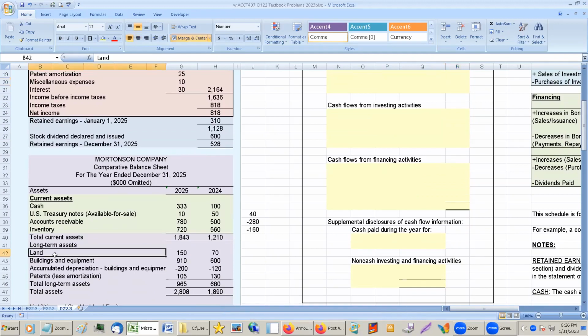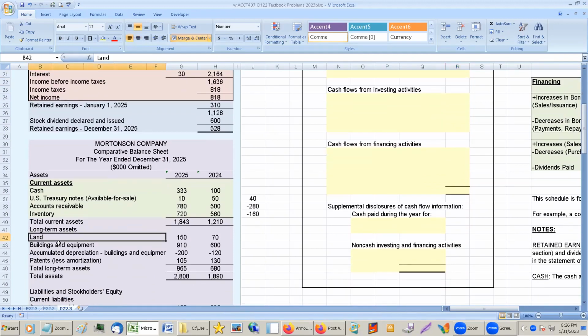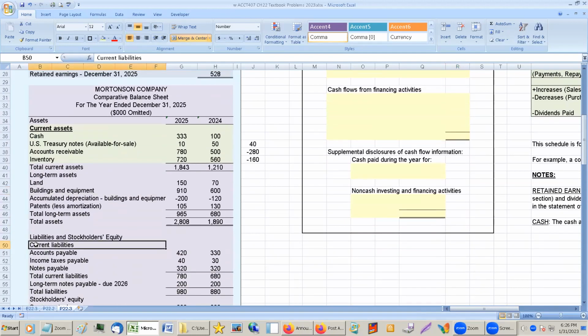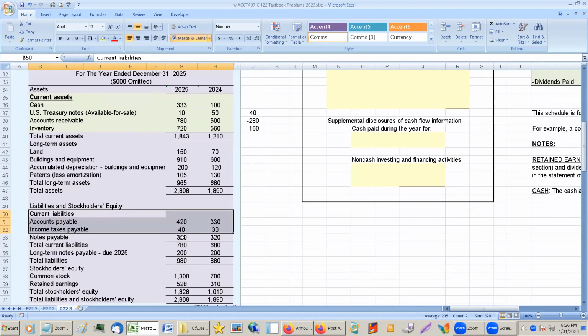Okay, these are all long-term things. We will get to those later. Current liabilities. Now, current liability is going to be a little bit tricky. Actually, it's not going to be tricky, because I was going to say it's tricky because of this one, but you'll notice that that one didn't change, so there's not going to be anything tricky about it.